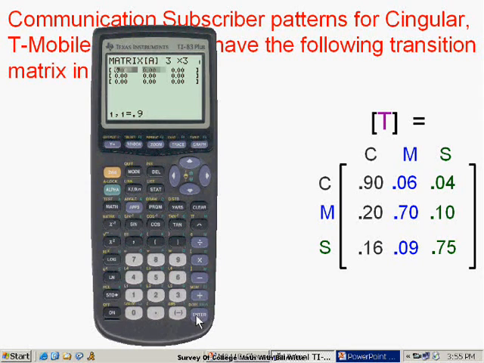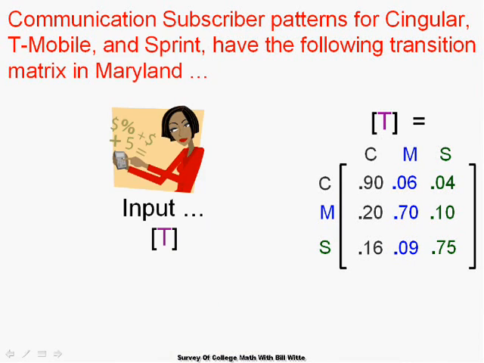0.9, enter. 0.06, enter. 0.04, enter, there's your first row. 0.2, enter. 0.7, enter. 0.1, enter. Done my second row. Now the third row. 0.16, enter. 0.09, enter. And 0.75, enter. And I've got everybody in for the transition matrix, so I'll quit. Second mode. Okay. Now we're ready for any question.